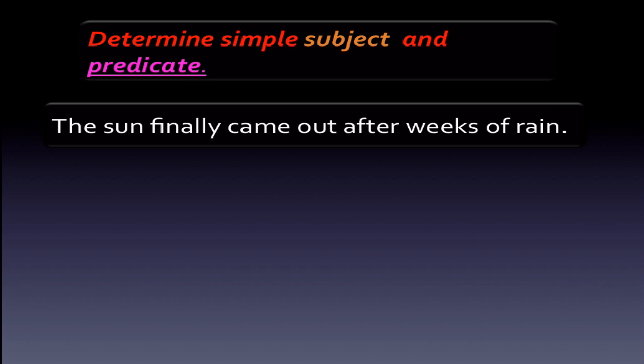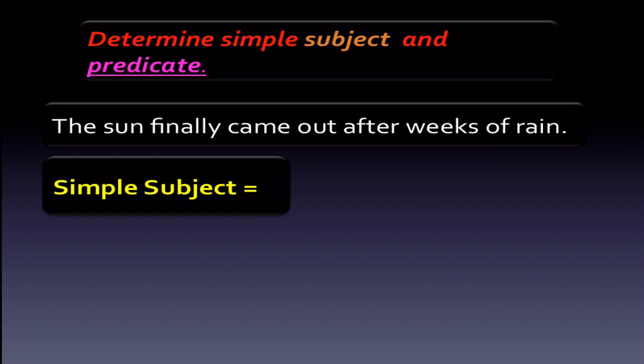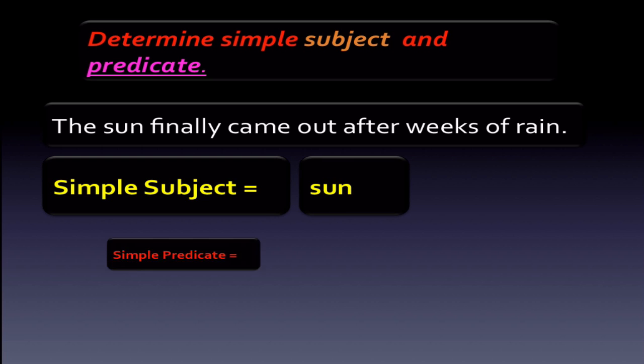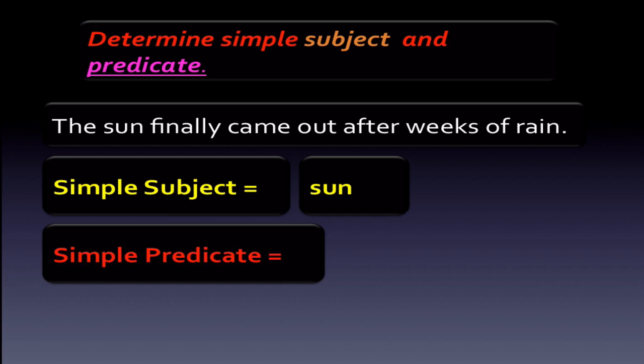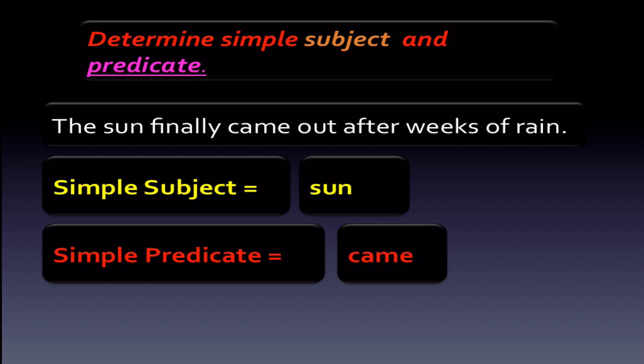The sun finally came out after weeks of rain. So what is my simple subject? Come on, tell me. The sun, right? What is my simple predicate? Come on, I know you know it. Came. So the simple subject, sun, simple predicate, came.